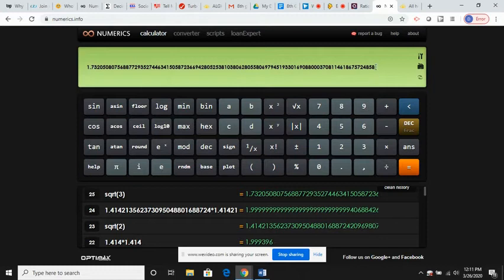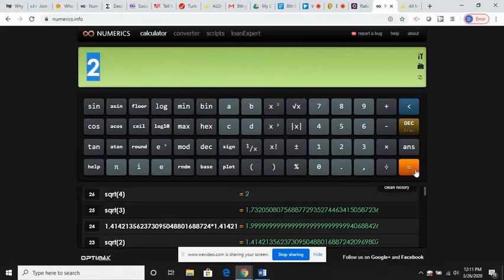And it doesn't even end here. This is just as far as this calculator can go. It goes on forever. It is a never ending, never repeating decimal. And that's just the square root of 3. Now let's go to the next number. Let's take the square root of 4. Nope. 2. It's just a nice regular old 2. Not 2.1, just 2.